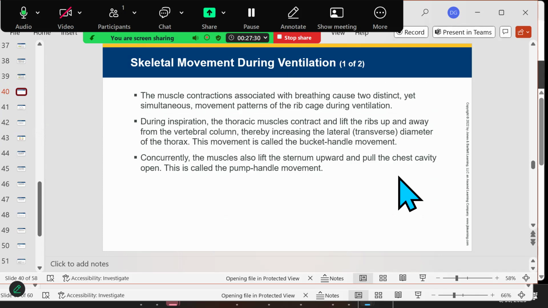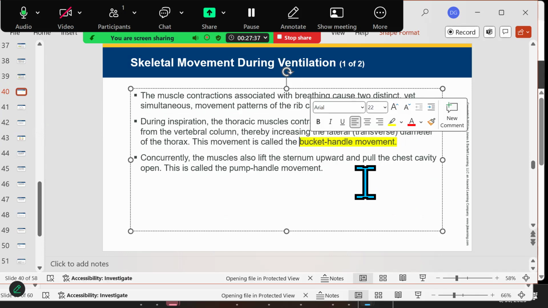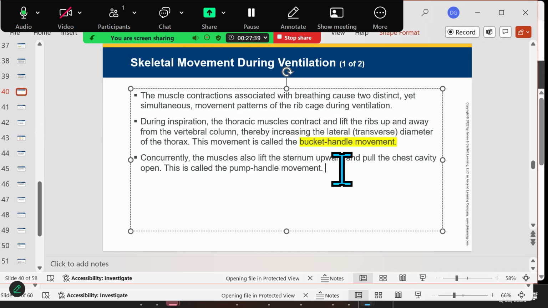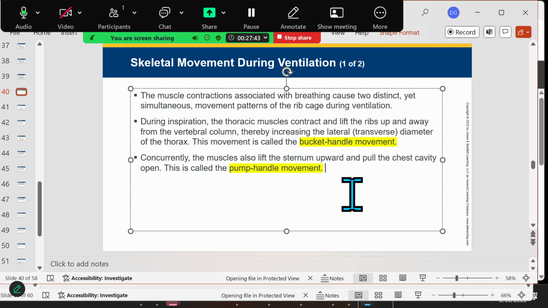We've got two movements. We've got the bucket handle motion, just like a bucket handle. Just envision how a bucket handle moves. And then you've also got a pump handle movement. That one's front to back, and they work together to move air in and out of the chest.